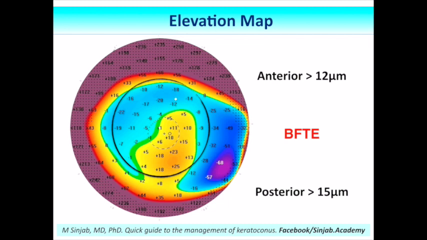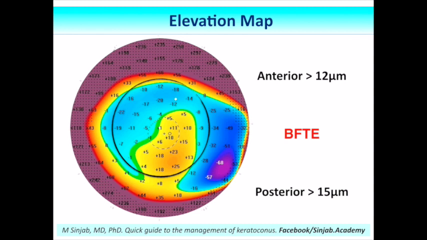Now, the normal values on the anterior surface within this zone should be less than 12 microns, and for those on the posterior surface should be less than 15 microns. Whenever we have anterior more than 12 microns or posterior more than 15 microns on the best fit toric ellipsoid, this means that these numbers are abnormal. So the normal numbers are below 12 for the anterior and below 15 for the posterior.